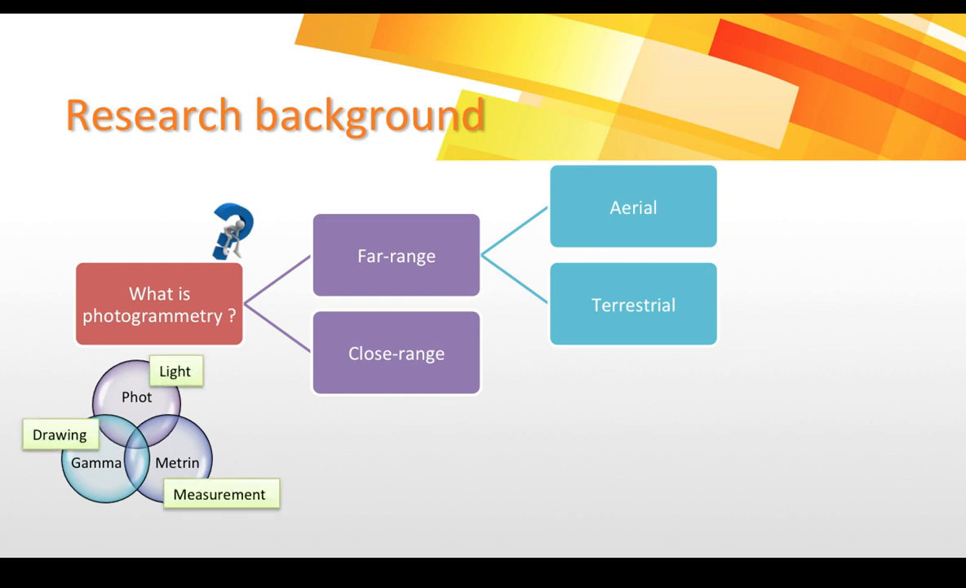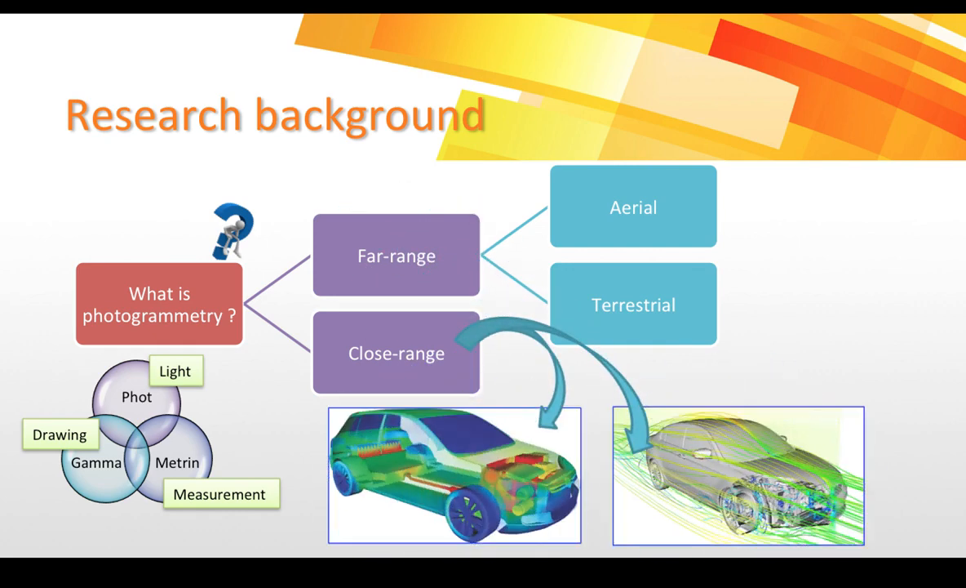and measurement respectively. The photogrammetry method can be divided into two main groups, which is the far range, that branches into aerial and terrestrial techniques, and the close-range photogrammetry method itself. The close range is to obtain information of the object closer for further studies. In such cases, such as thermal studies or the CFD investigation.